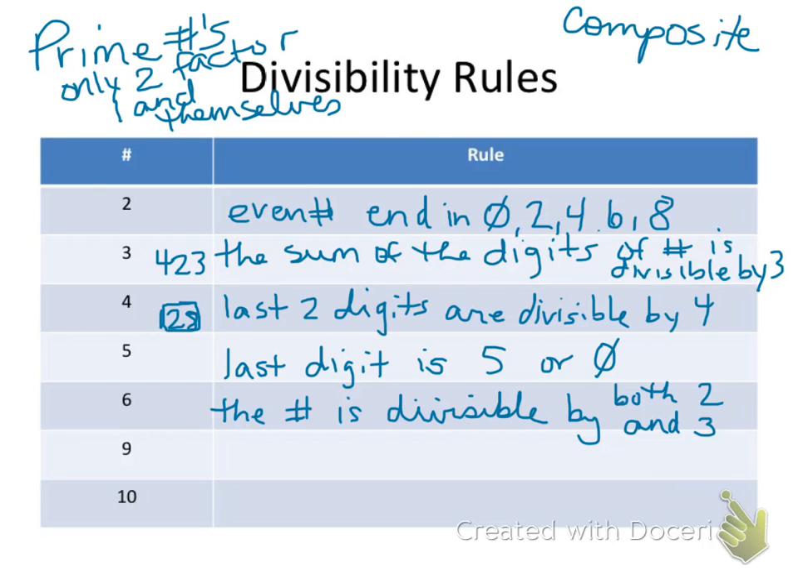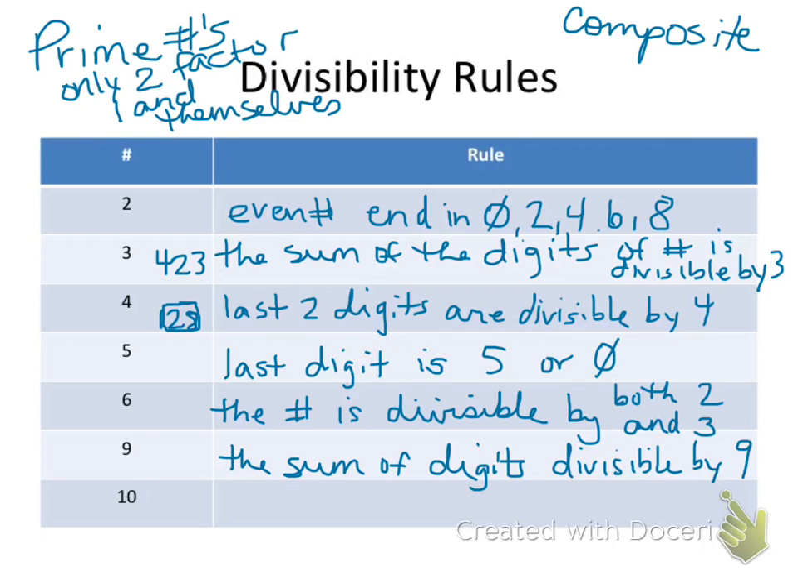9 is similar to 3. So the sum of the digits in this case are divisible by 9. So back up to our example from number 3. This 423 is also divisible by 9 because when we added the digits, it was divisible by 9. Okay, so it could be any multiple of 9 to make it divisible by 9. And 10 is the easiest. Last digit is 0.